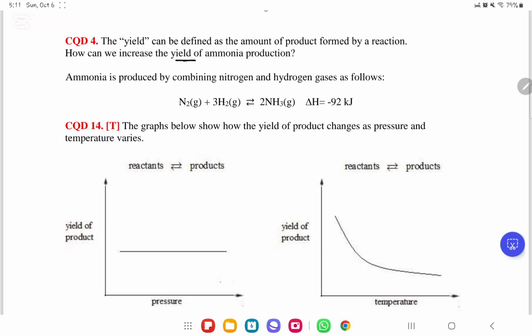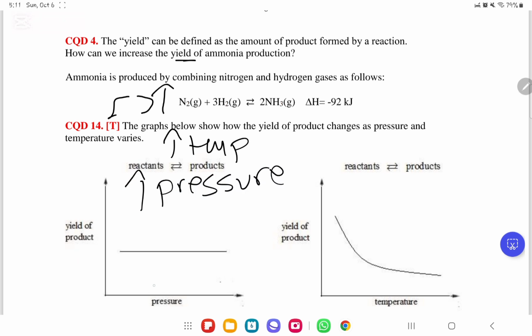You can increase the yield of ammonia production in many ways, either by increasing the concentration of N2 and 3H2, or increasing the temperature, or increasing the pressure. Now let's explain each and every one of them. If we increase the concentration, if we go through the 4 steps, we will result in an increase in the concentration of NH3.